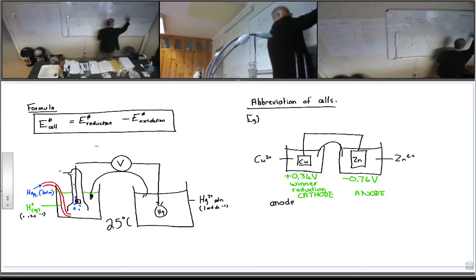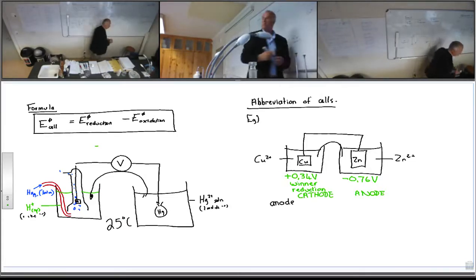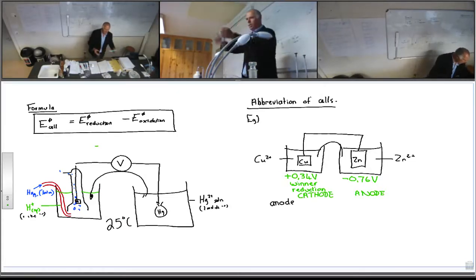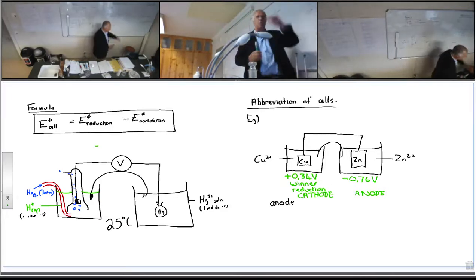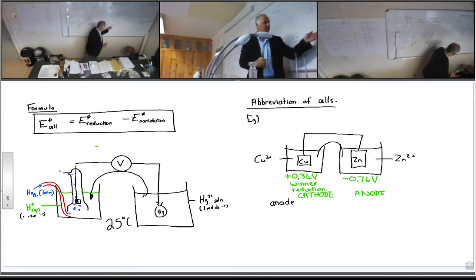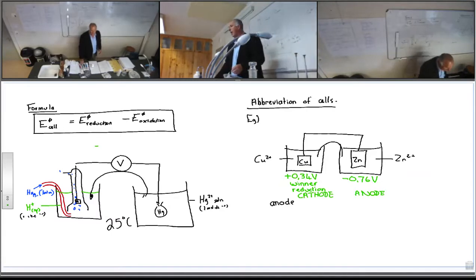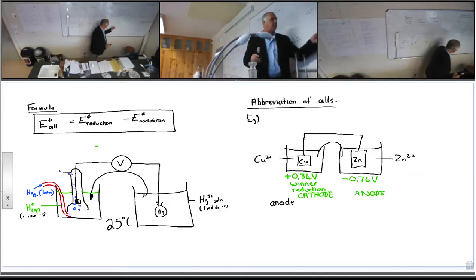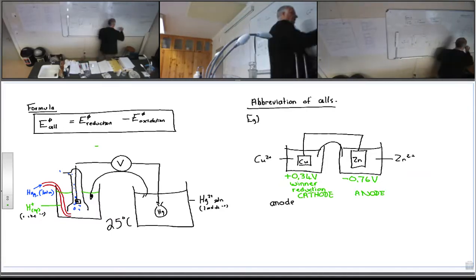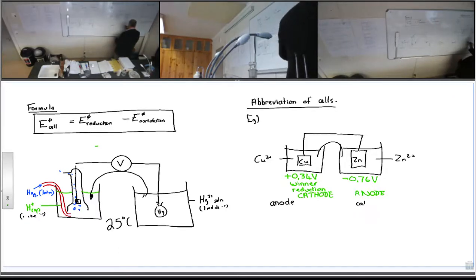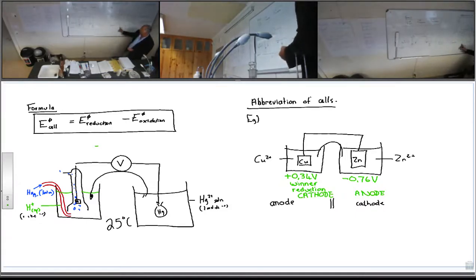Now, have I drawn the anode on the left? No. And I can set it up any way in a lab that I want to, and I can draw it any way that I want to. But when I do it in cell notation, the anode must always be written on the left, and the cathode must always be written on the right and separated with a double line. What does that double line represent, do you think? The salt bridge. Okay? That represents the salt bridge.